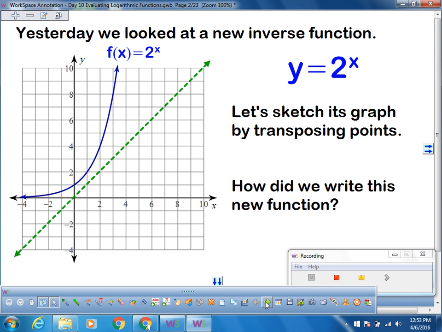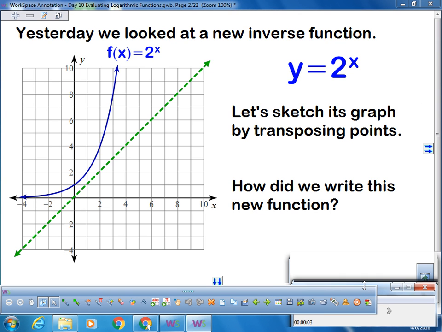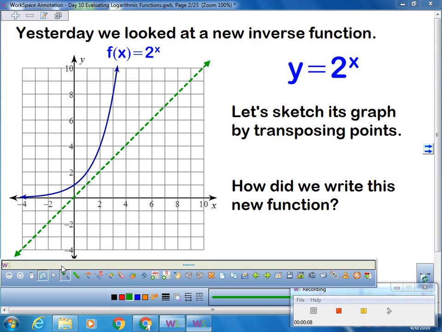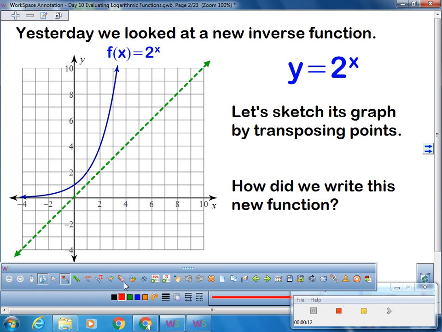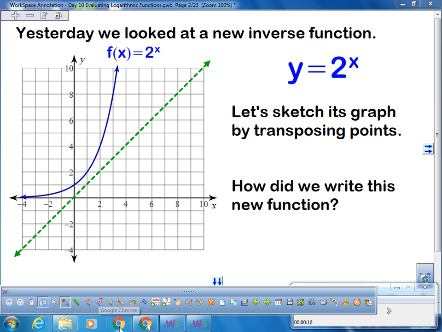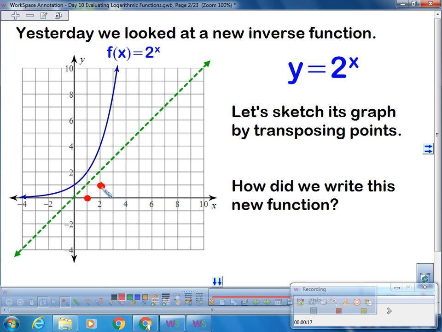Let's try and recap a little bit because yesterday's video was mute. Okay, so yesterday we looked at a new inverse function. This is an exponential function, and we discovered that if we transpose x and y, for instance, if we're at 0, 1 for our exponential, then 1, 0 would be its inverse. If we're at 1, 2 on our exponential, then 2, 1.